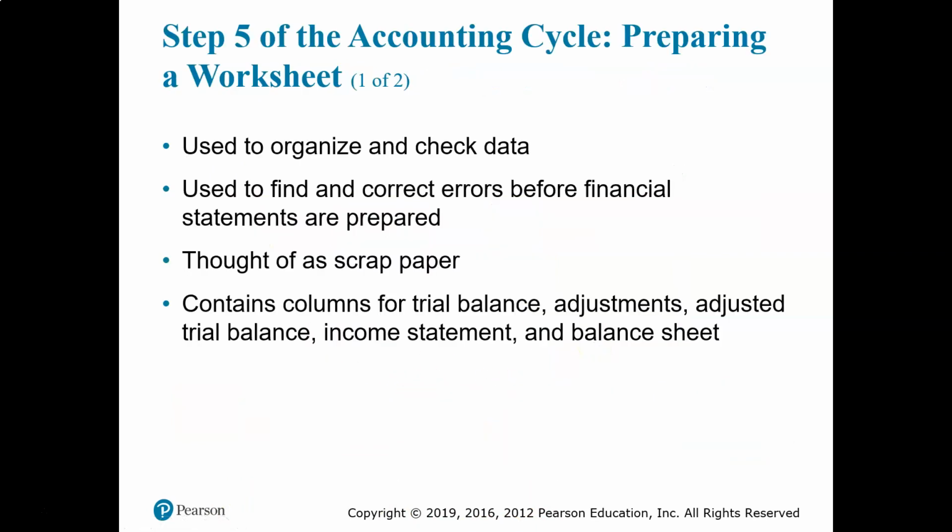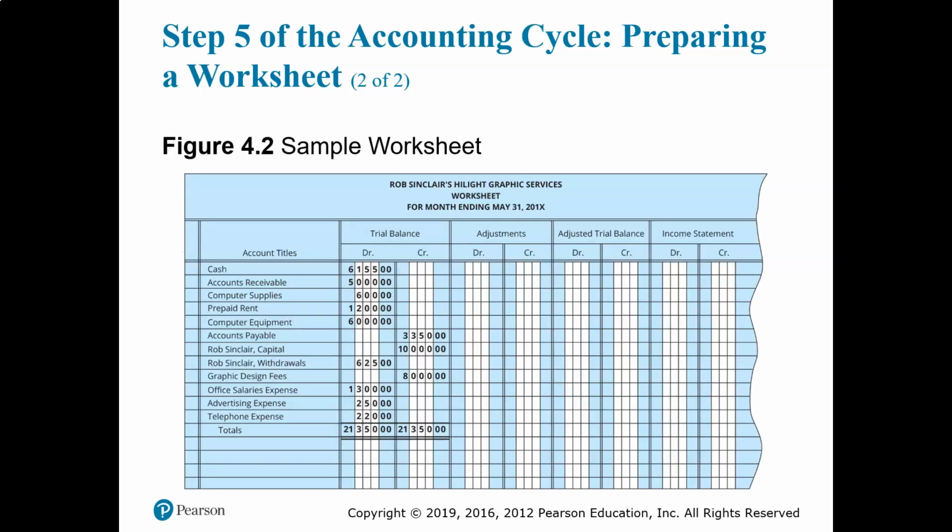Okay, so step 5 of the accounting cycle is preparing a worksheet. It's used to organize and check data, and to find and correct errors before financial statements are prepared. It's thought of as scrap paper. So it's not a formal financial statement because it does have debits and credits on it. It contains columns for trial balance, adjustments, adjusted trial balance, income statement, and balance sheet. It can be a little confusing at times, but in the end, I think it's helpful once you fully understand it.